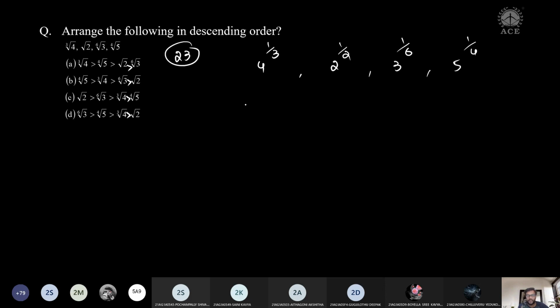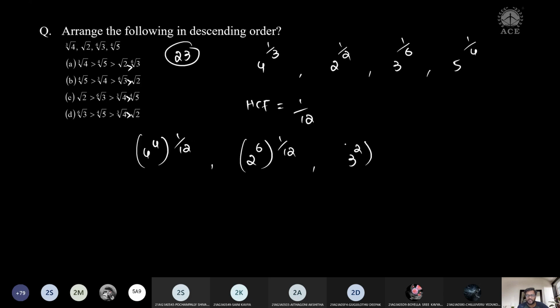When you take the HCF, we get 1/12. This is (4^4)^(1/12). This is (2^6)^(1/12). And (3^2)^(1/12). The smallest is 3^(1/6), right? That's there only in option A. That's also easy, right? Smallest is that.